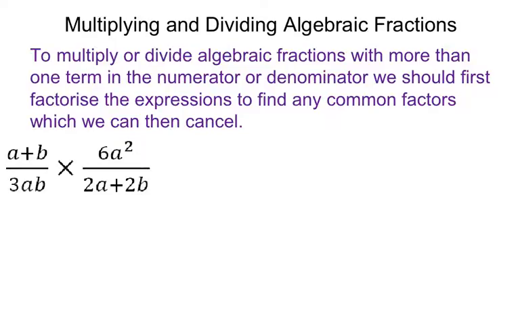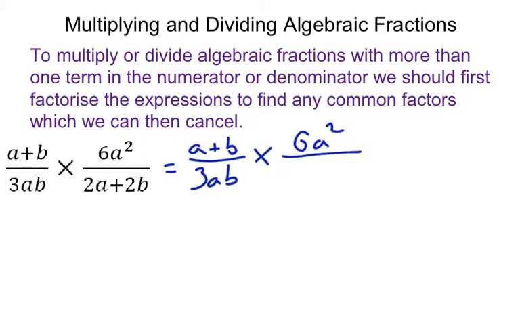In this example, we're once again going to factorize what we can factorize. So we start off with a plus b, we cannot do anything with that, and 3ab is a single term, so we don't do anything with that either. Multiplied by 6a squared, again, can't do anything with that, but 2a plus 2b we can factorize to 2 brackets a plus b.